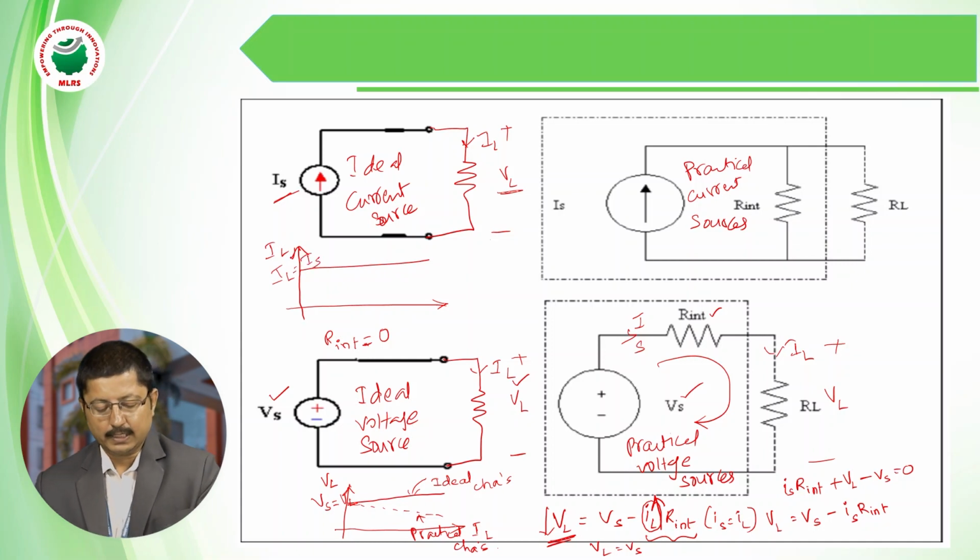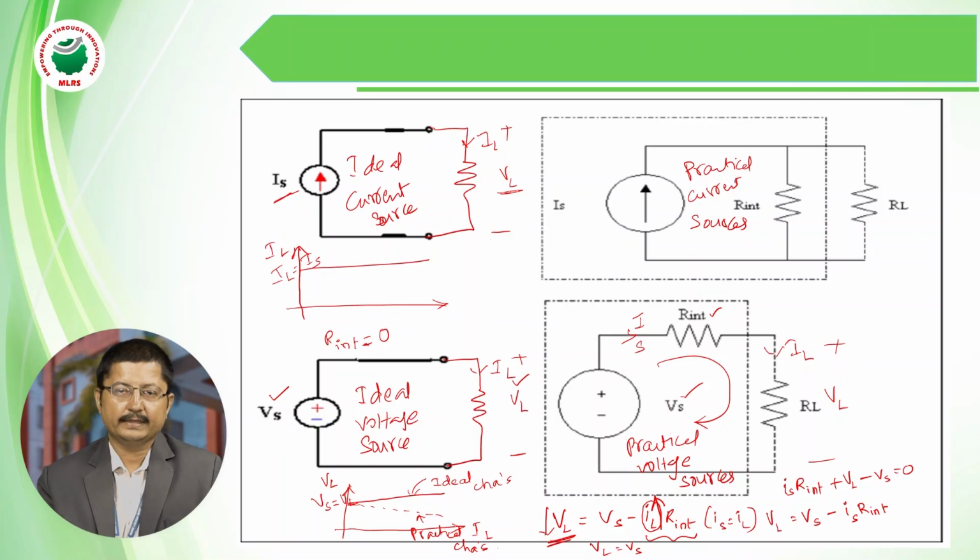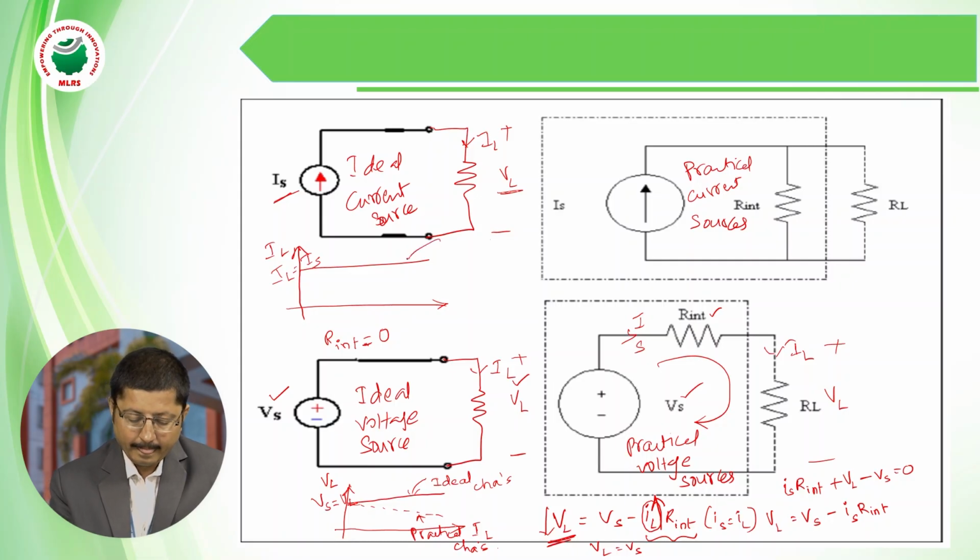That means source current is equal to load current. Ideal means whatever input we are giving, we get exactly the same output. So that's why we can say that IS is equal to IL irrespective of the load voltage or terminal voltage across its terminals. So we can call this the ideal characteristics of a current source.